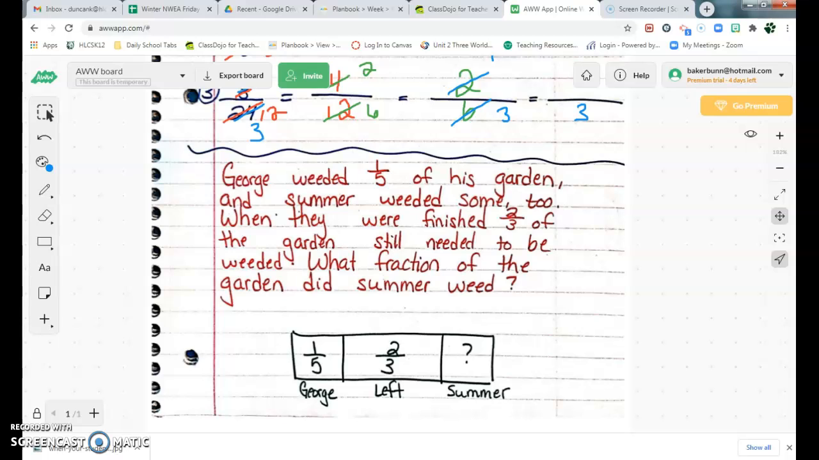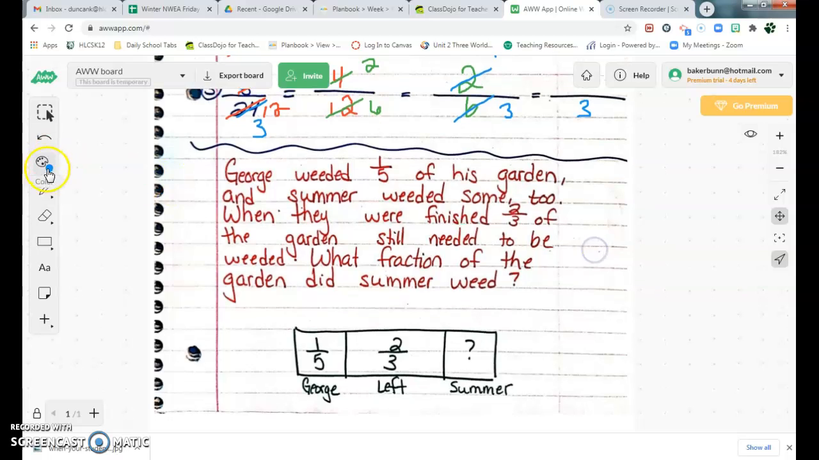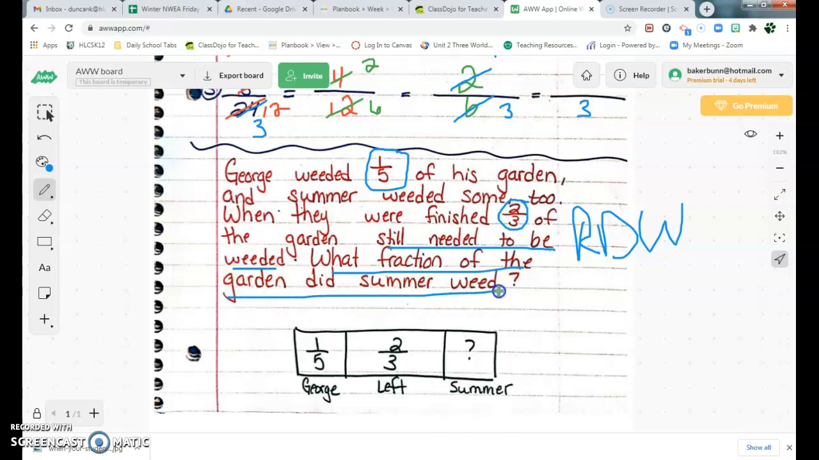So, looking at our number story problem, we're going to be using the read, draw, write strategy. So I'm going to call it the RDW. We're going to read the story problem, we're going to draw out a model, and then we're going to write our work down. So our story problem today is George weeded a fifth of his garden, and Summer weeded some too. When they were finished, 2/3 of the garden still needed to be weeded. What fraction of the garden did Summer weed?